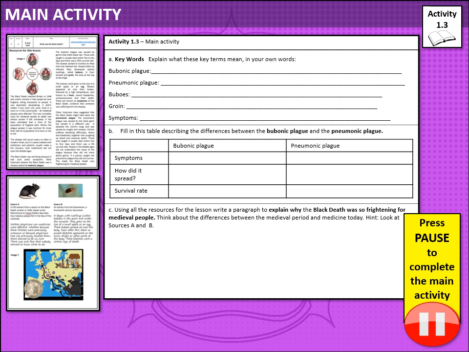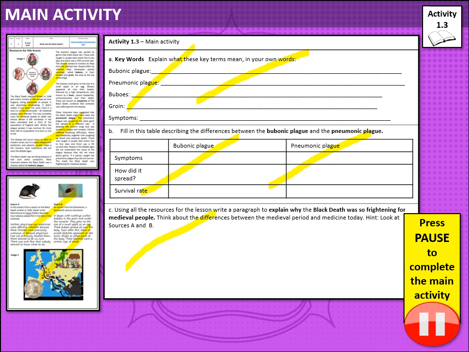You're ready now to complete activity 1.3 in your workbook. Before you attempt to do this, it's really important that you read both pages of the resources first. For task A, you need to define the 5 key terms in your own words. Next, I want you to fill in the table describing the differences between the bubonic plague and the pneumonic plague.